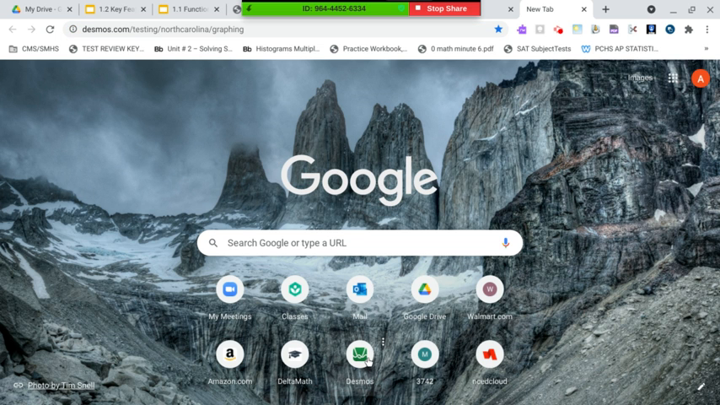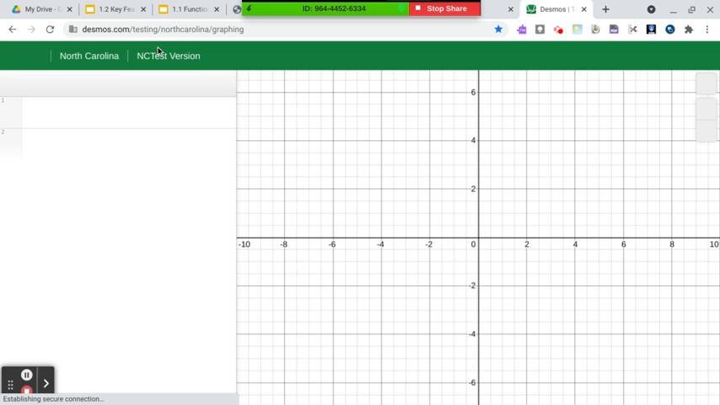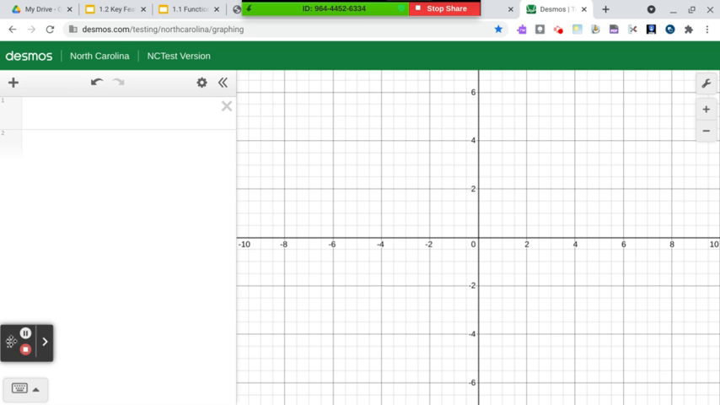Can you see my Desmos tab? Yeah, it's loading. Okay, it's loading. Perfect. You can see it okay? Well, still loading, sorry. Okay, now it's up.